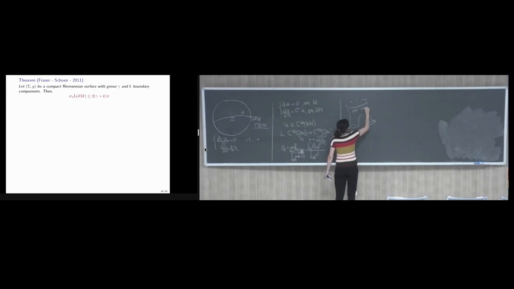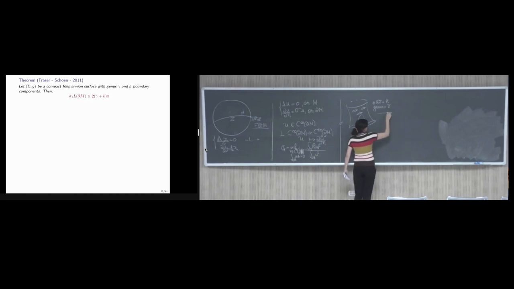Remember, here is my surface, here is the boundary, okay? And you can see the genus, I put here, K gamma. And you have the compact Riemann surface. You can see that there is a result. You can see this surface here, and you can map this surface into the disk.